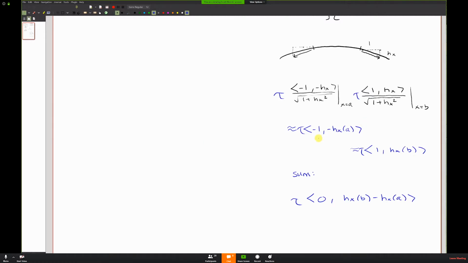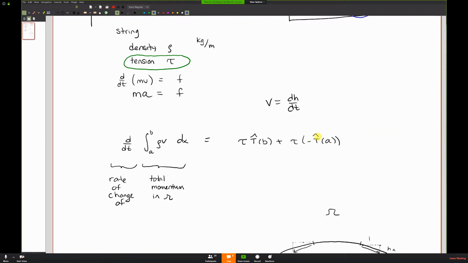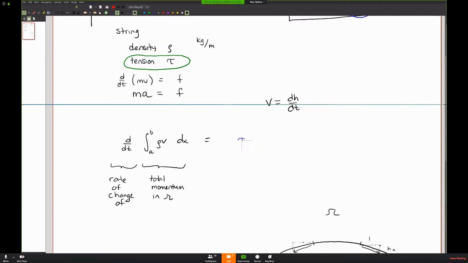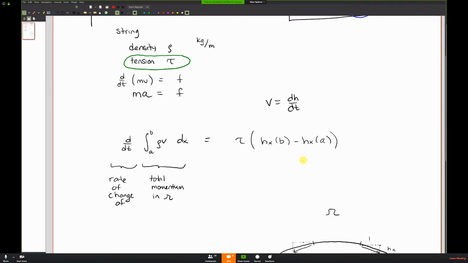Okay, and so if I go back up here, I can replace this with just its vertical component, right? The vertical component of the tension forces is given by tau times h_x of B minus h_x of A. All right? So those are those two tension forces, and those are the most important forces acting on the string. Can anyone think of any other forces that might be acting on the string?